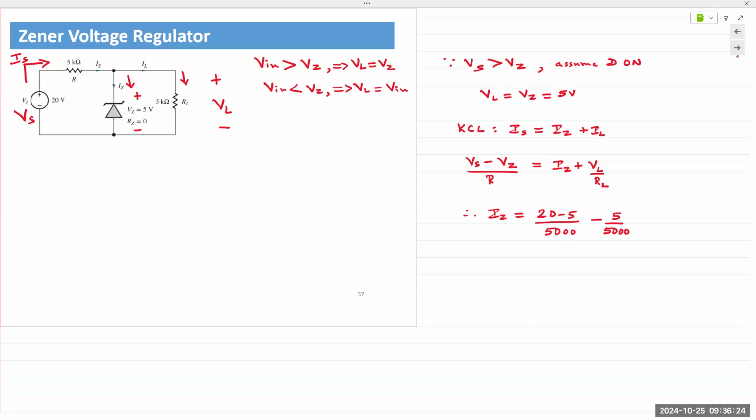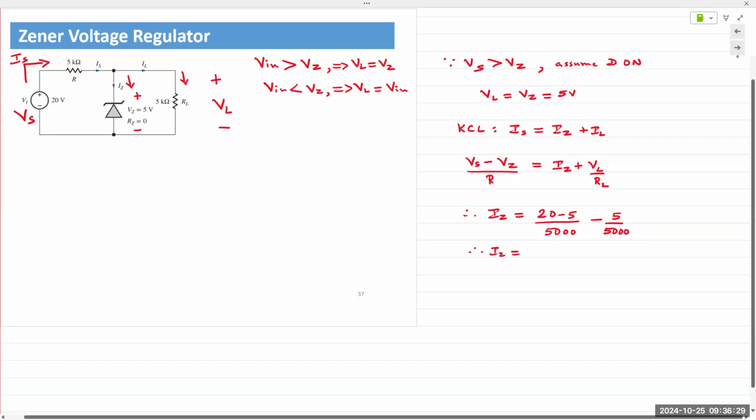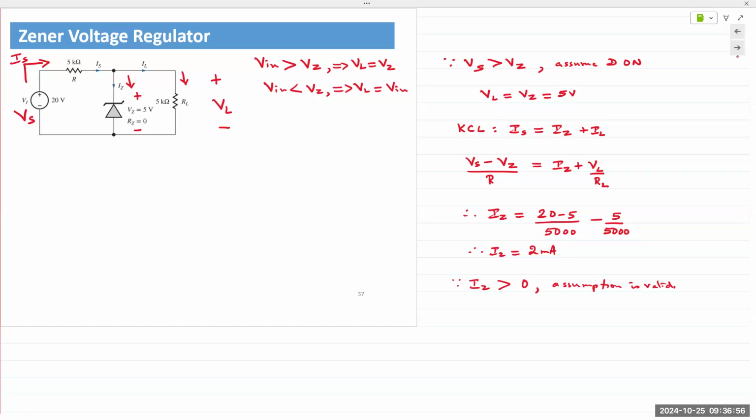Okay. So let's finish this up first. Iz is 2 milliamps. And since Iz is greater than 0, our assumption is valid. Okay. Assumption is valid, meaning the diode is indeed on and it works. And these are the values.